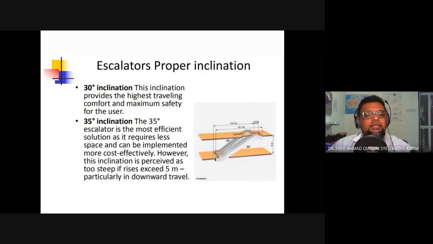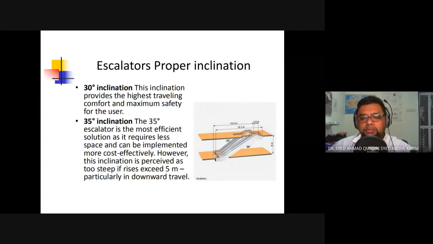In terms of inclination, typically the escalator will be set for 30-degree inclination. This provides the highest traveling comfort and maximum safety. However, the escalator can also go up to 35 degrees inclination. This is more for efficiency because it requires less space to install the escalator and is a bit more cost effective, meaning that the flight of the escalator is a bit shorter.